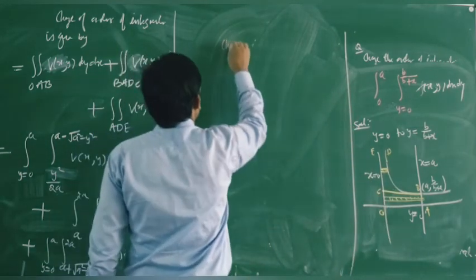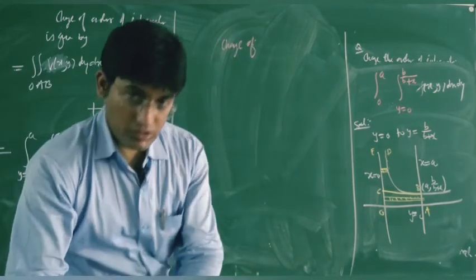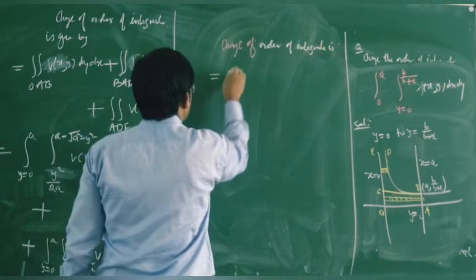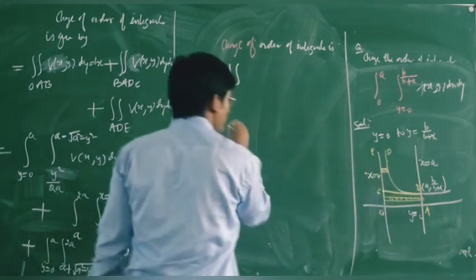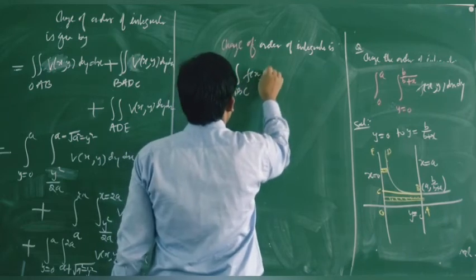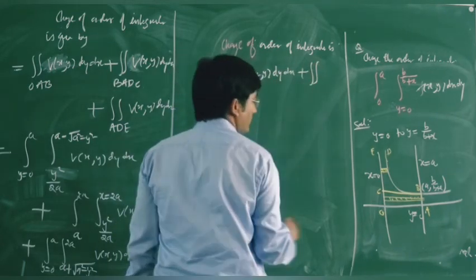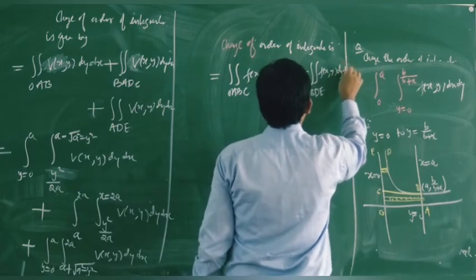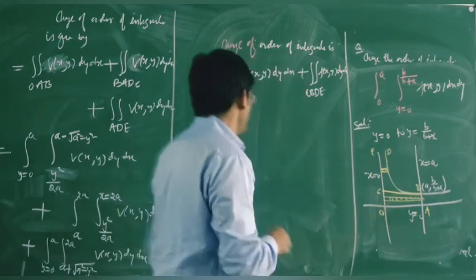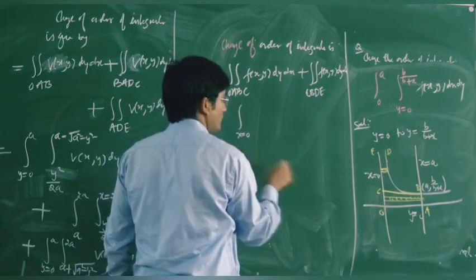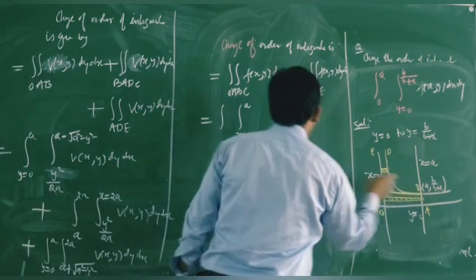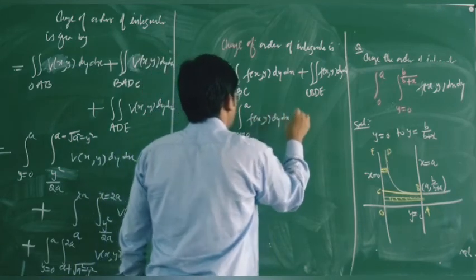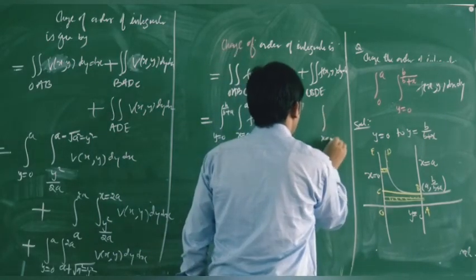So your change of order of integration is given by, now we have two portions. One will be your OABC, then we have f(x,y) dy dx, and then the second part will be your CBD, and then we will have f(x,y) dy dx. Now for this first part, your x will be from 0 to x equal to a line, and then your value of y will be from 0 to b upon b plus a, f(x,y) dy dx. And for the second part, your x will be from 0 to this part.